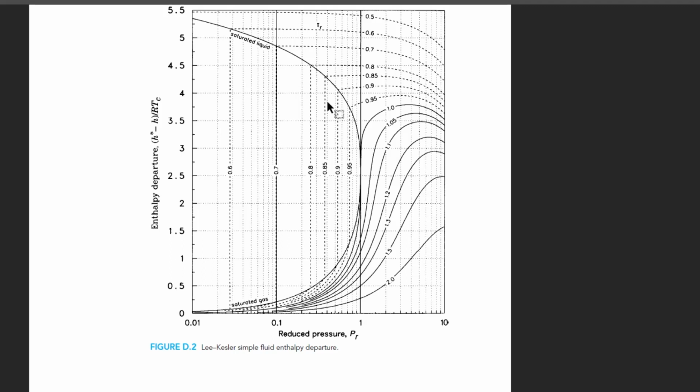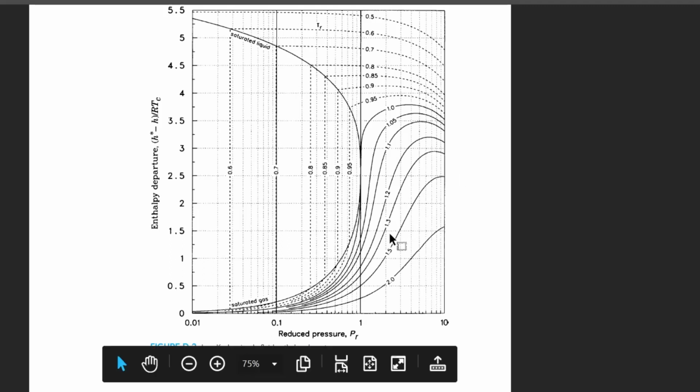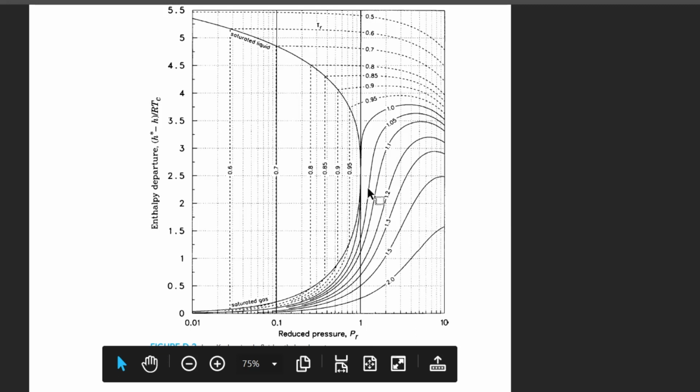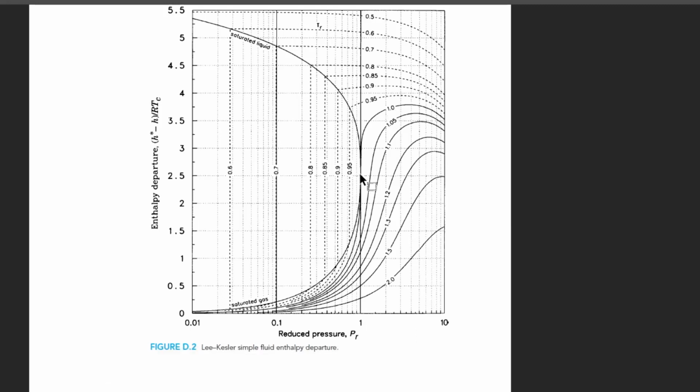Inside of our graph, we have several lines. First, the lines with numbers represent our isotherms, which are values of the reduced temperature, T sub r. The reduced temperature is equal to the actual temperature divided by the critical temperature of the substance. We also have the important parts of a phase diagram here: the saturated liquid line and the saturated vapor line. The point represented by the intersection of reduced pressure equal to 1 and reduced temperature equal to 1 is the critical point of our substance.